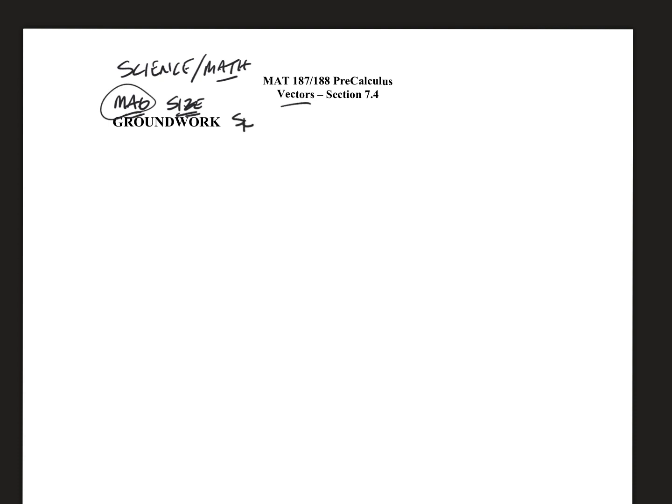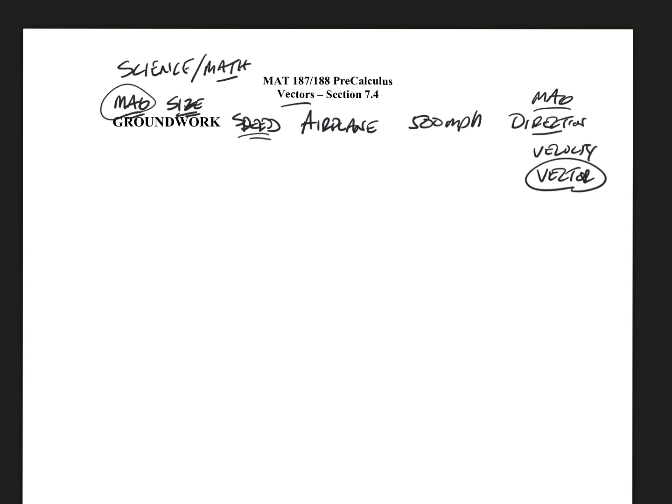Heck, even speed, right? If I have an airplane and I told you that it's traveling at 500 miles per hour, this is a magnitude because I'm just basically telling you how fast or how big something is. And speed is missing a very important component because the airplane that's flying, we'd want to know which direction it's headed. And as soon as I have magnitude and direction, what we are now talking about is velocity in terms of a science setting. But in what I'm trying to teach you guys right now, we now have a vector.